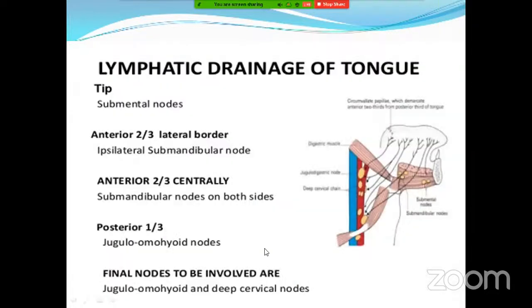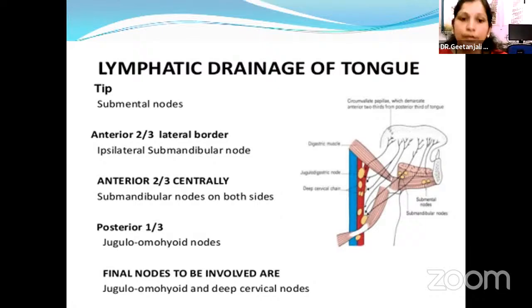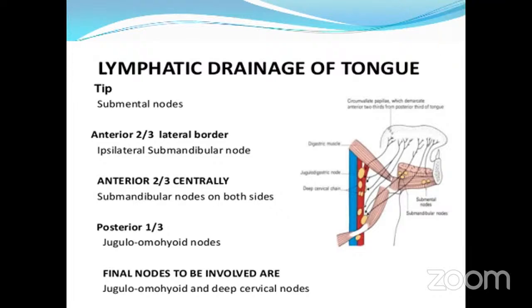Next is lymphatic drainage of the tongue. In lymphatic drainage of the tongue, the tip is drained by the submental nodes. The anterior two-third from the lateral border is drained into the ipsilateral submandibular nodes, and from the anterior two-third centrally, the nodes drain into the submandibular nodes of both sides, and from the posterior one-third, they drain into the jugulo-digastric nodes.